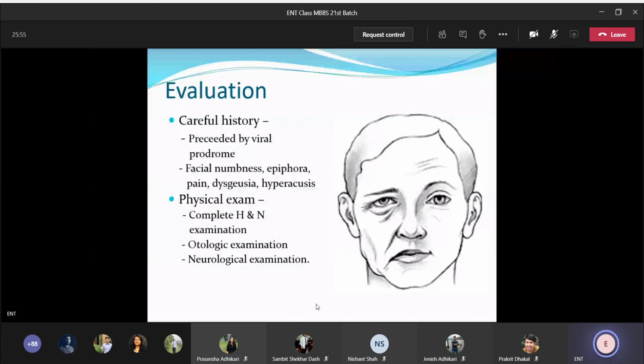So take a careful history, looking for a preceding viral prodrome. If there is a facial palsy, and prior to that there is an upper respiratory tract infection, viral fever, fever with coryza and URTI features, then it may be of viral origin. Facial numbness, epiphora, pain, these are the symptoms of the virus. And physical examination, a complete head and neck examination.